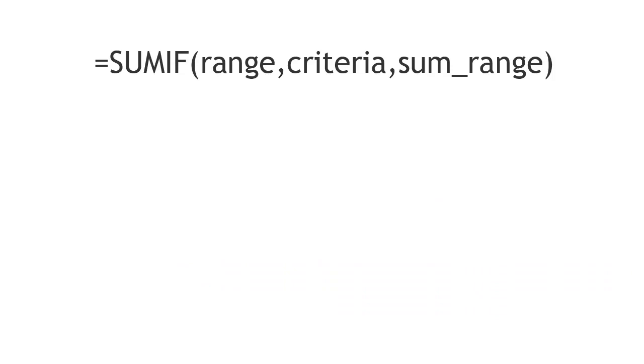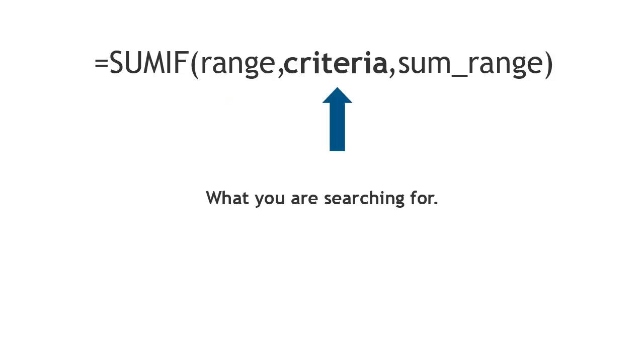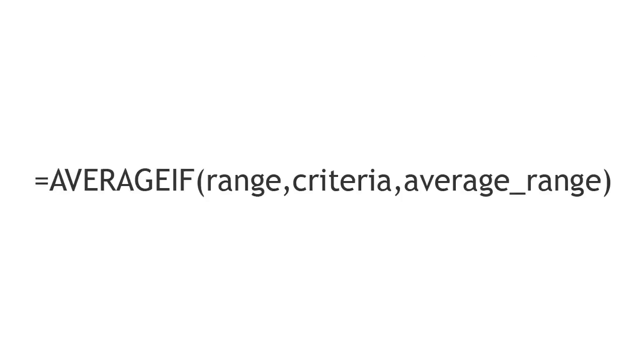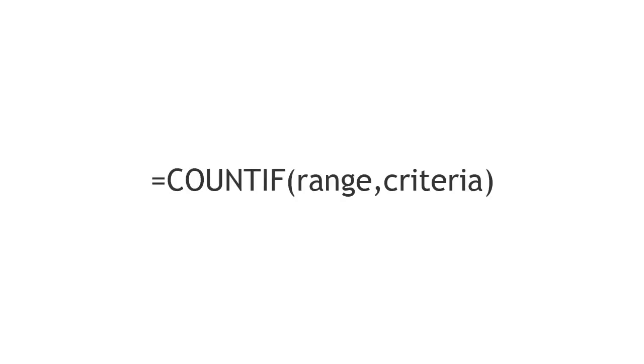The SumIF function requires three arguments in order to make it work. The first is the criteria range. This is the area of your document where you are searching. The criteria is what you are searching within that area for, and then the sum range, which contains the values that will be added. The AverageIF uses the same arguments, while the CountIF only requires the criteria range and criteria.